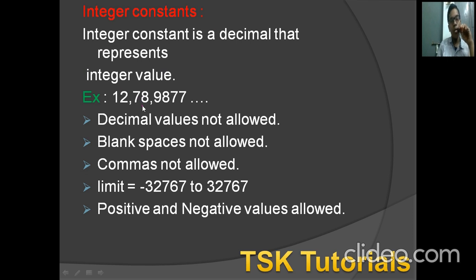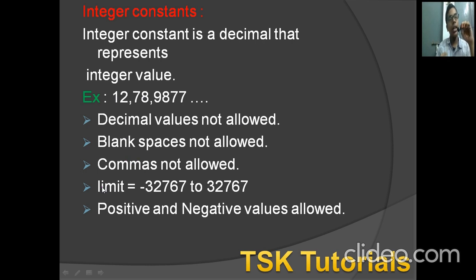There are some rules for declaring integer constants. Decimal values are not allowed. Decimal points and decimal parts are not allowed in the integer constants. Blank spaces are not allowed. Commas are not allowed. Here comma means separating the different constants, but for storing 12 we should not give 1 comma 2. We have to give it as 12. That's what I am trying to express: commas are not allowed.